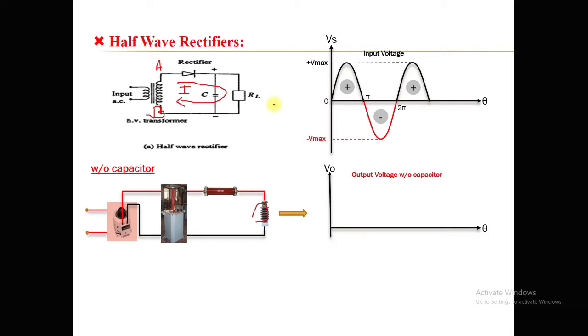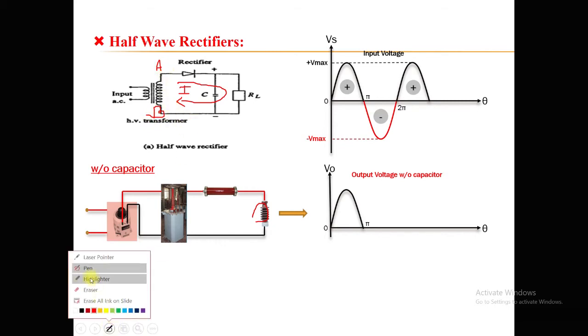Okay, so here I am drawing the waveform of the output voltage with respect to theta or time axis for the circuitry when it does not contain a capacitor filter. So during the positive half cycle, I am getting the voltage, when point A becomes positive with respect to point B. Now as you can see, from pi to 2 pi, the input voltage wave attains negative polarity. So suppose A now becomes negative with respect to point B.